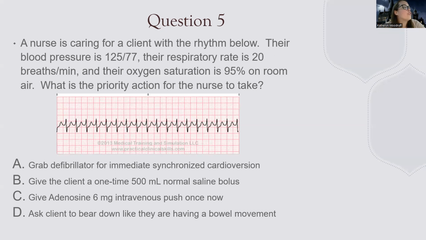So what am I going to do for supraventricular tachycardia? And also I should say, supraventricular tachycardia is fast, skinny, and regular, while the ventricular rhythms are going to be more irregular. So am I going to grab the defibrillator for immediate synchronized cardioversion? Well, that's one treatment, but I don't know if that's what I do first. They're pretty stable. Why am I going to shock them if they're pretty stable?